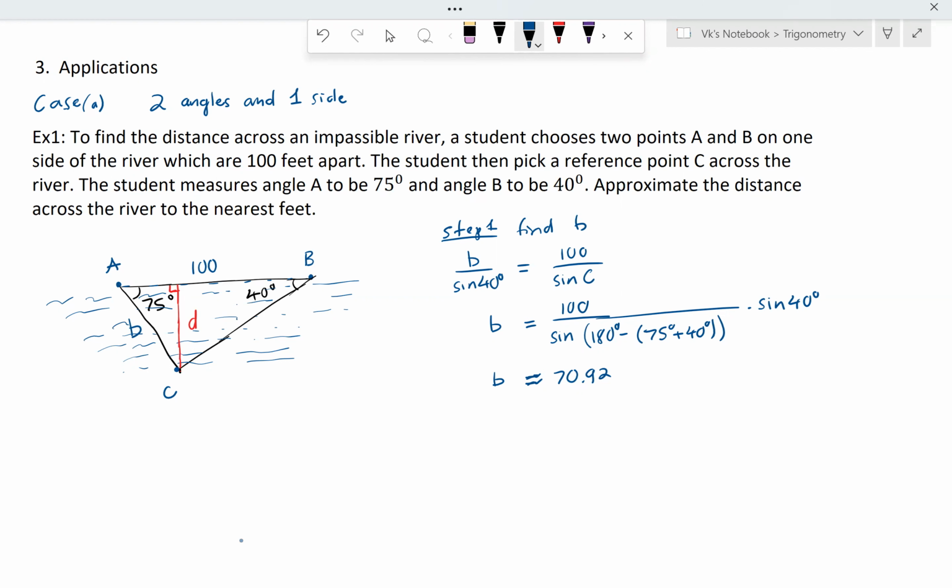Well, we want the answer to the nearest decimal. Usually, rounding to 4 decimal places should be good in order to figure out D. So I'm going to use 2 more, 37, and that should be pretty good.